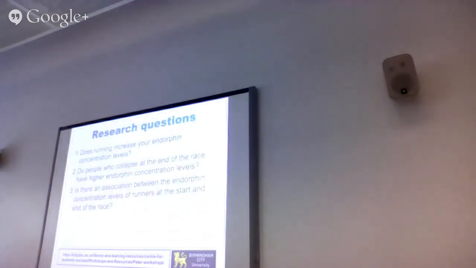We've got 3 research questions. Firstly, does running, so this is to do with the before and after measurements, increase your endorphin concentration levels? Do people who collapse at the end of the race have higher endorphin concentrations than those who run and don't? And is there an association between your values before and after?